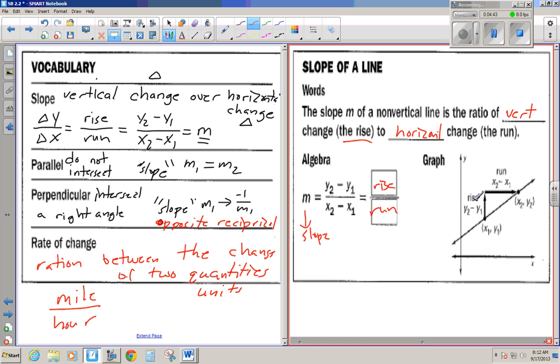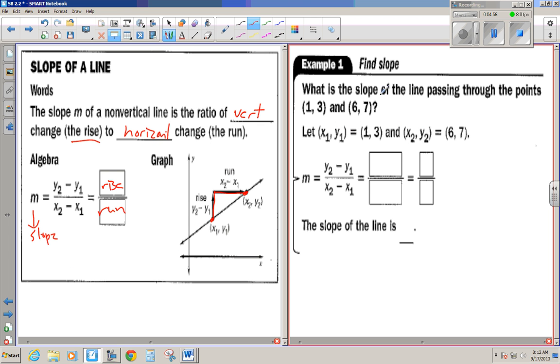And you can see it in the graph how it works. If you start at a point, you have a certain amount of rise and then a certain amount of run to get right back to that line. So what is the slope of the line passing through these 2 points? When you're given points like this, it probably will just be faster for you to use the slope formula.